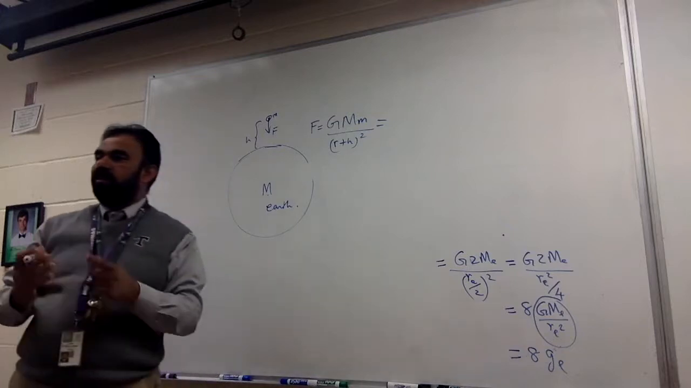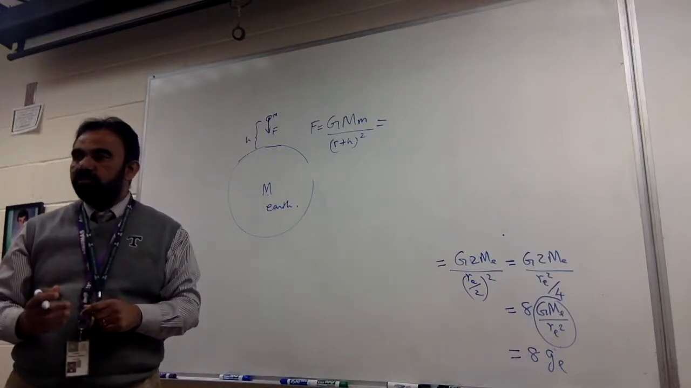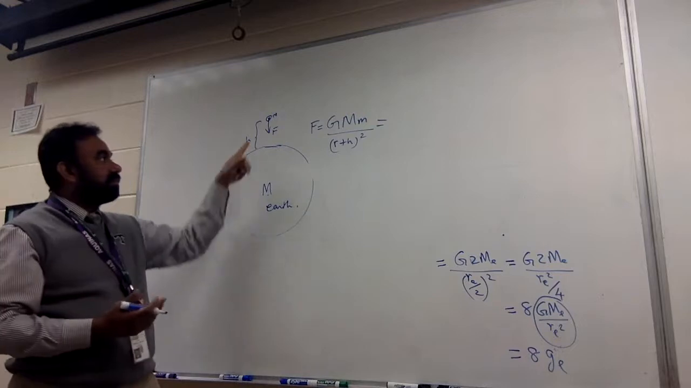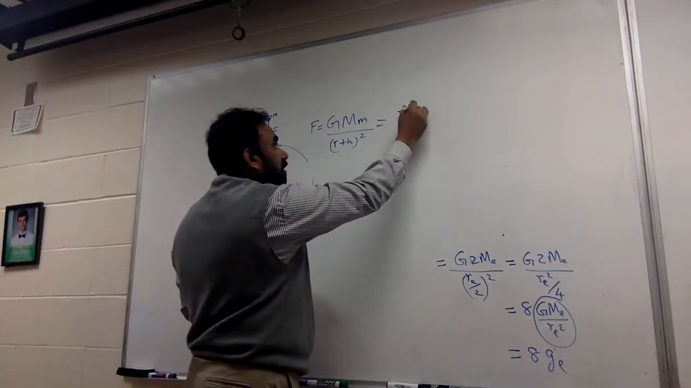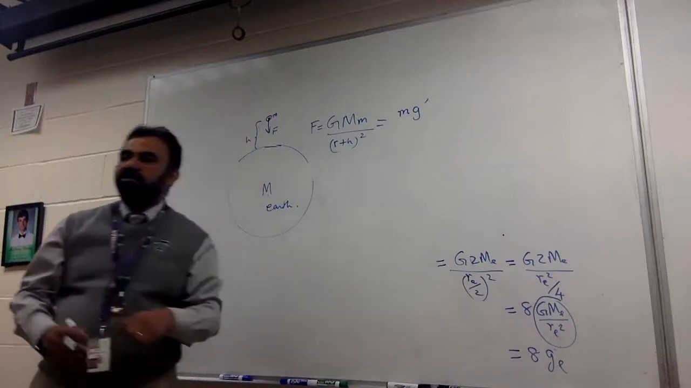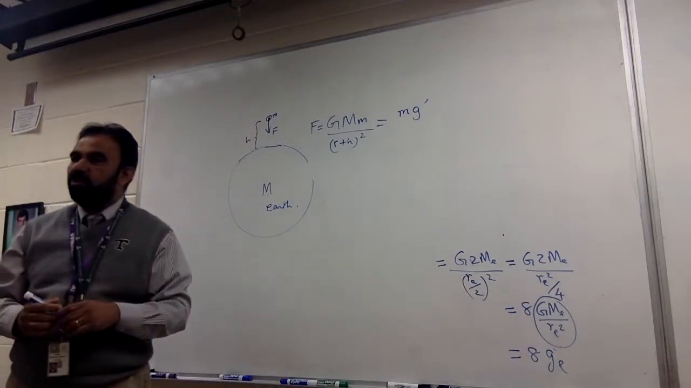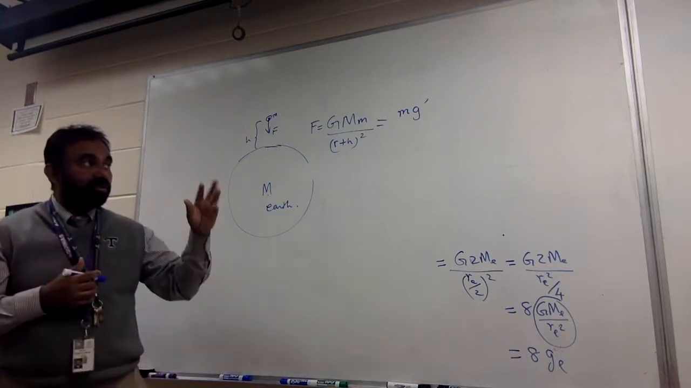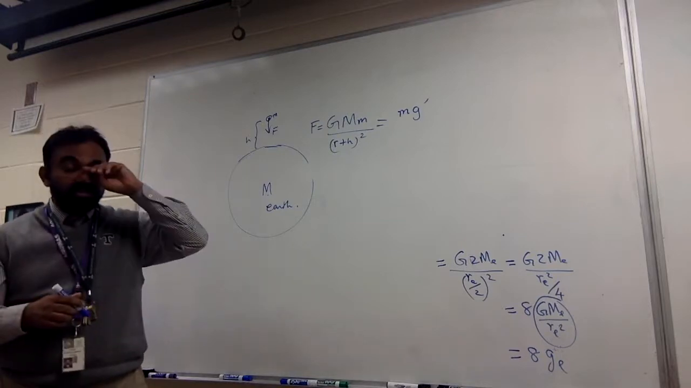And how do you write your weight? M times which g? Small g. Is it 9.8? Will it be 9.8 here? You don't know that value, so I'll write g prime. It's a new g. It's supposed to be smaller because it's further away, so it's something different, not 9.8. Let me call it g prime.